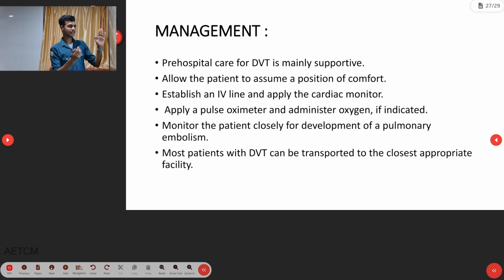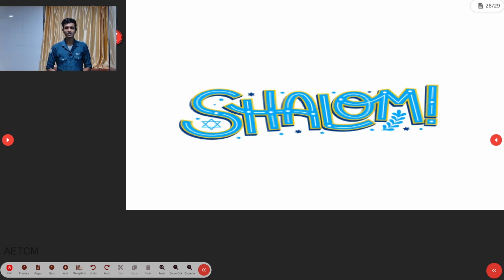Otherwise, we follow the same steps. If the person needs pain management, we can go with your local protocol. If you have an opioid drug in your crew, we can go with an opioid. Mostly the person with DVT can be transported to the closest appropriate facility as soon as possible. The remaining thing is that every 5 minutes, or as soon as possible, we have to reassess the patient. So do your best. Shalom.